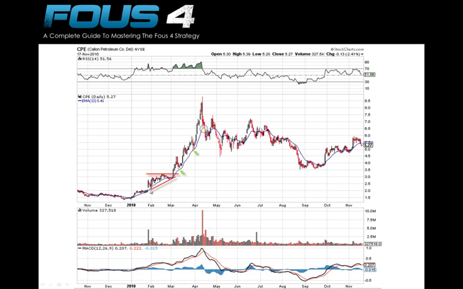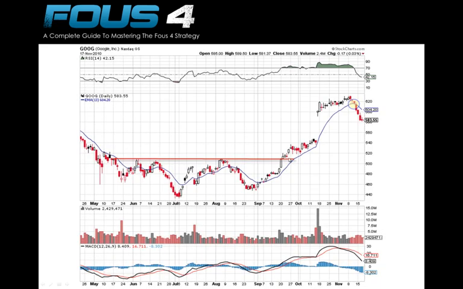So this is a perfect example of the 13 EMA and using it as a short-term trend indicator. Now let's look at another one here. This is Google. Looking at this stock right now, throughout these months here, it was just chopping back and forth through the 13 EMA. There's no real trend indication there.